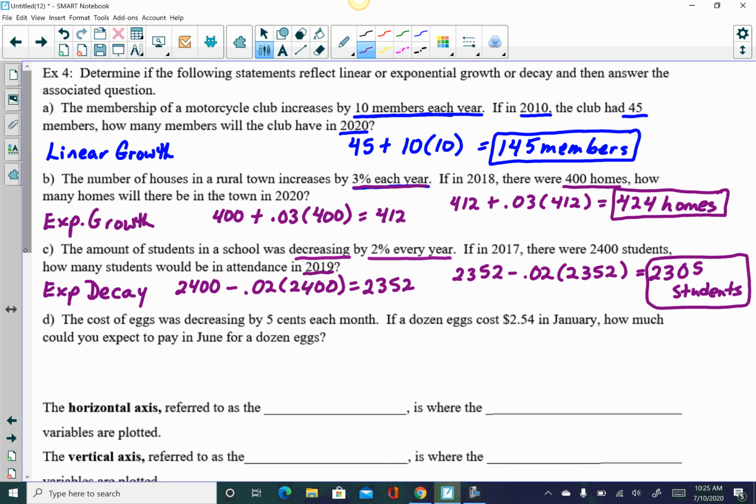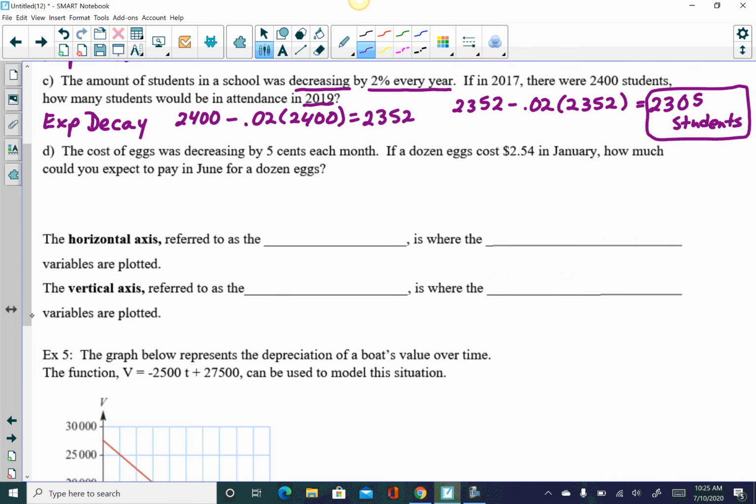All right, and then lastly in part D, it says the cost of eggs were decreasing by 5 cents each month. If a dozen eggs cost $2.54 in January, how much could you expect to pay in June for a dozen eggs? So this is decreasing by a fixed amount, right? 5 cents. So since it's decreasing by this fixed amount, we're talking about linear again, but this time linear decay.